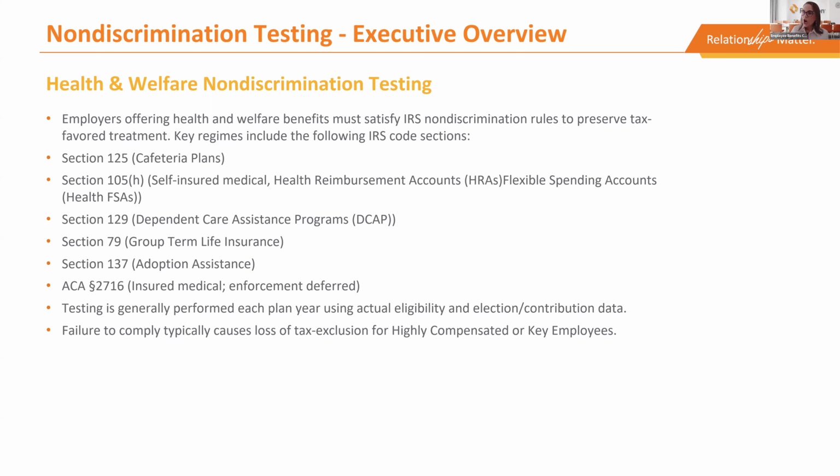Okay, so then moving on, you have Section 129 that will cover the dependent care assistance programs. You have Section 79. Many of you are familiar with that, where group term life in excess of $50,000 needs to be imputed income on the W-2s, but you also need to do Section 79 non-discrimination testing as well. Then there's Section 137, adoption assistance.